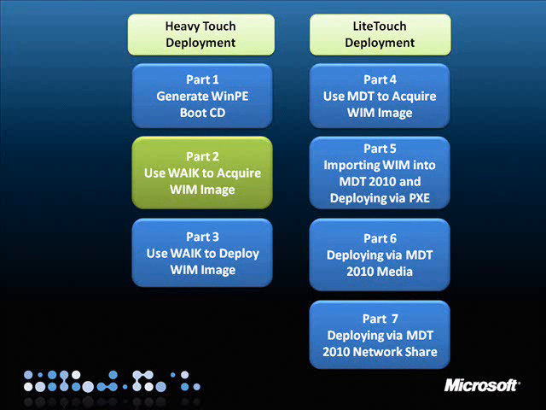In the second part of this video series, let's now take a look at how to use WAIK to acquire an image of a Windows 7 machine and store it in the Windows Imaging Format, or WIM. For this, we will need the WinPE boot CD that we created in part 1.